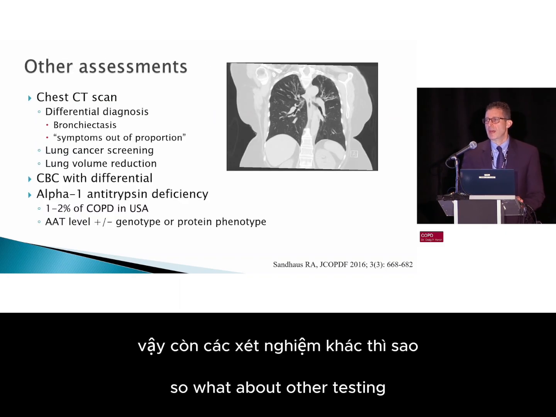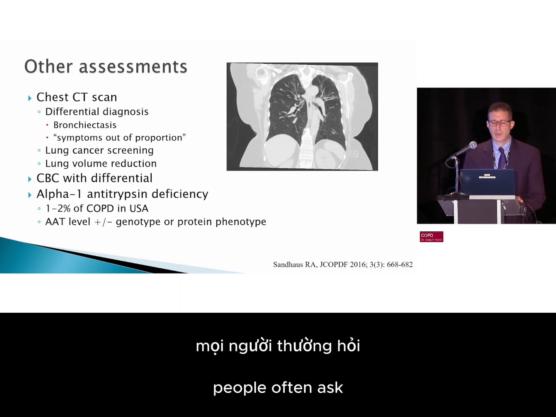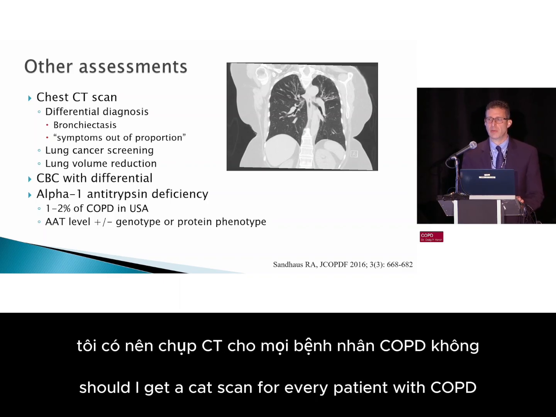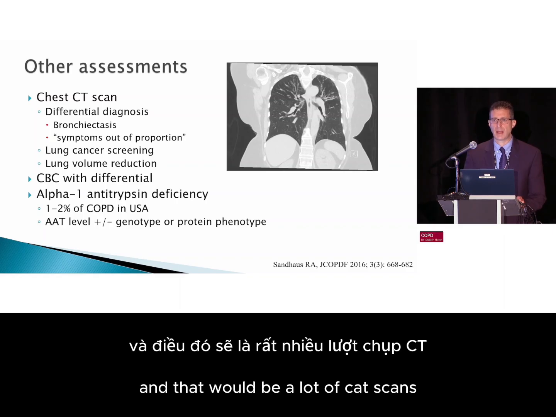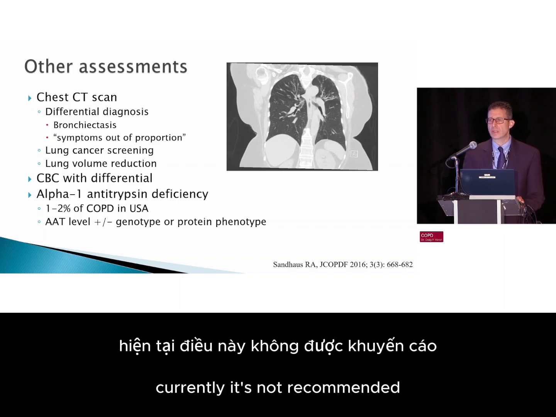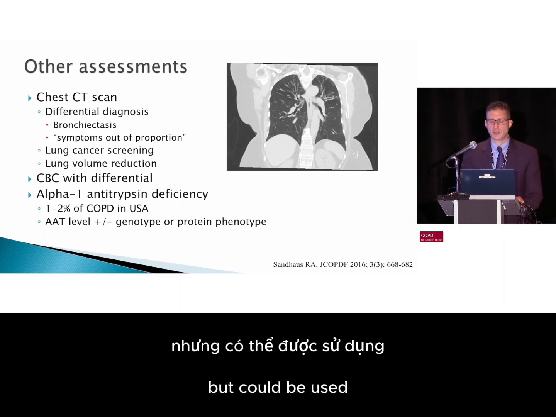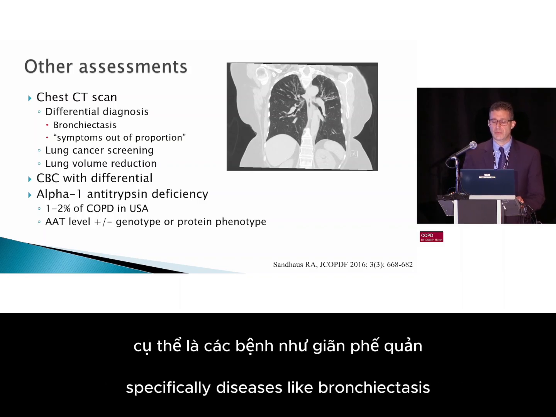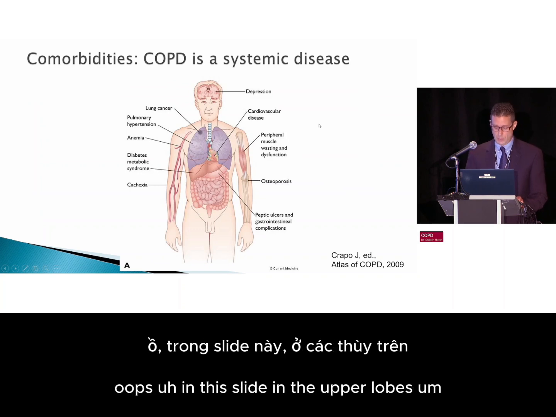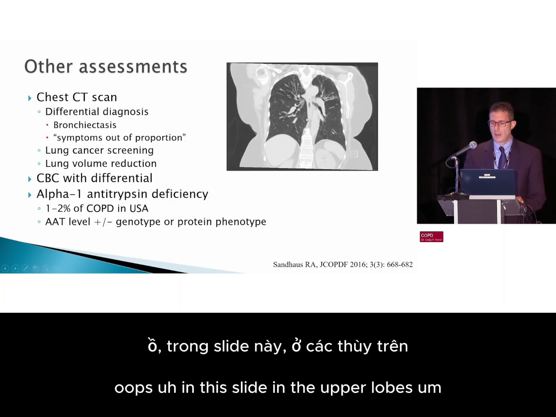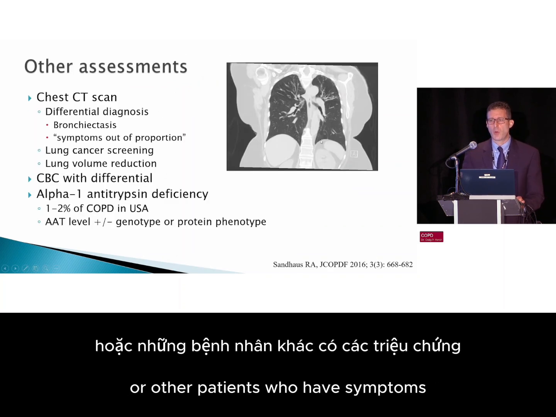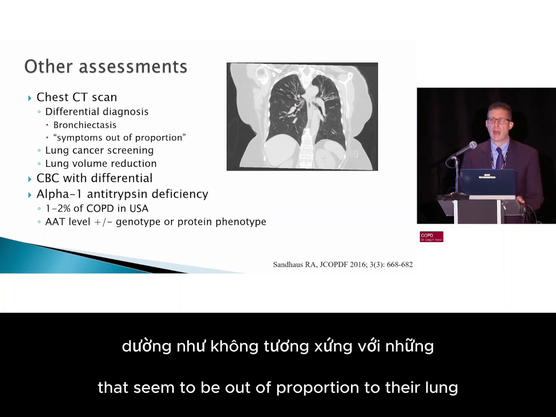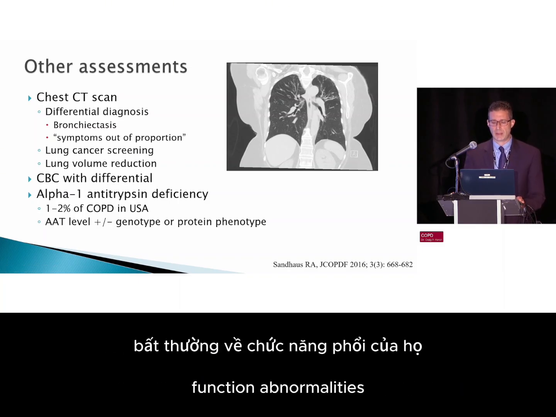So what about other testing besides pulmonary function tests? People often ask, should I get a CAT scan for every patient with COPD? And that would be a lot of CAT scans. Currently, it's not recommended as part of the standard guidelines, but could be used if there's questions about the differential diagnosis, specifically diseases like bronchiectasis, which you see in this CAT scan, in this slide in the upper lobes, or other patients who have symptoms that seem to be out of proportion to their lung function abnormalities.